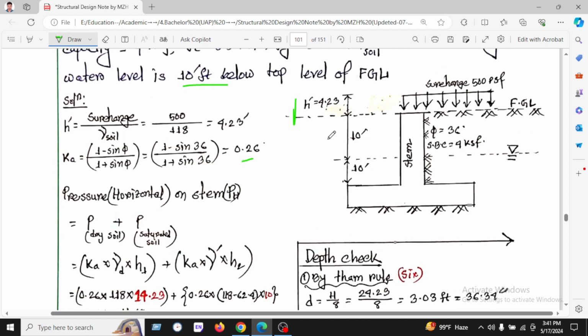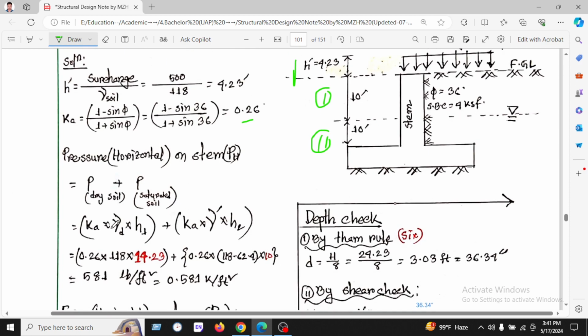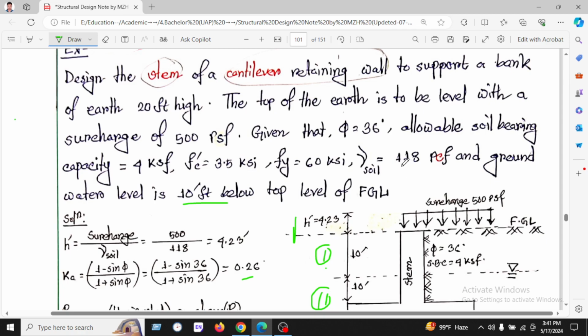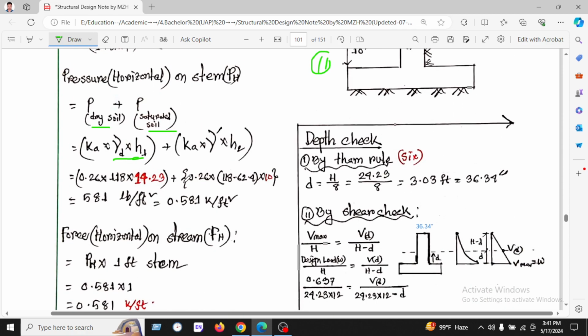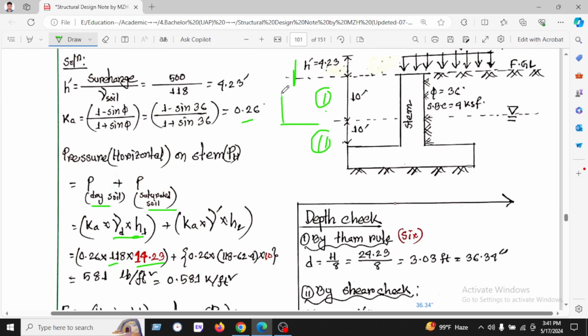So this will be divided into two portions, portion 1 and portion 2. As we have seen, the water level is 10 feet above the base of the stem. So we have P dry soil and P moist soil. Portion 1 is dry soil and portion 2 is moist saturated soil. K gamma D into H, here D into H is very important. Gamma dry, we know the unit weight of soil is 118 pcf. On the other hand, H we use the upper portion of the retaining wall, which is 10 plus 4.23.